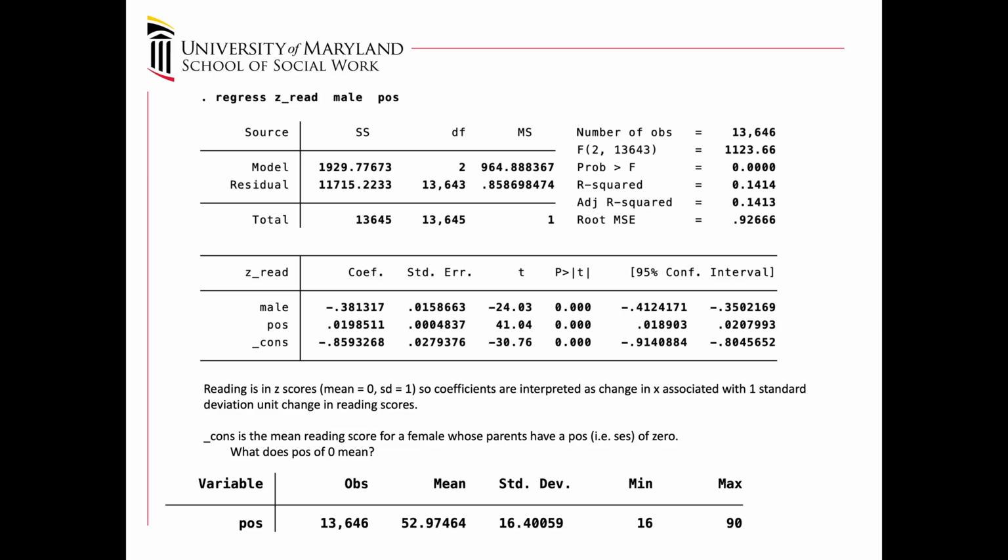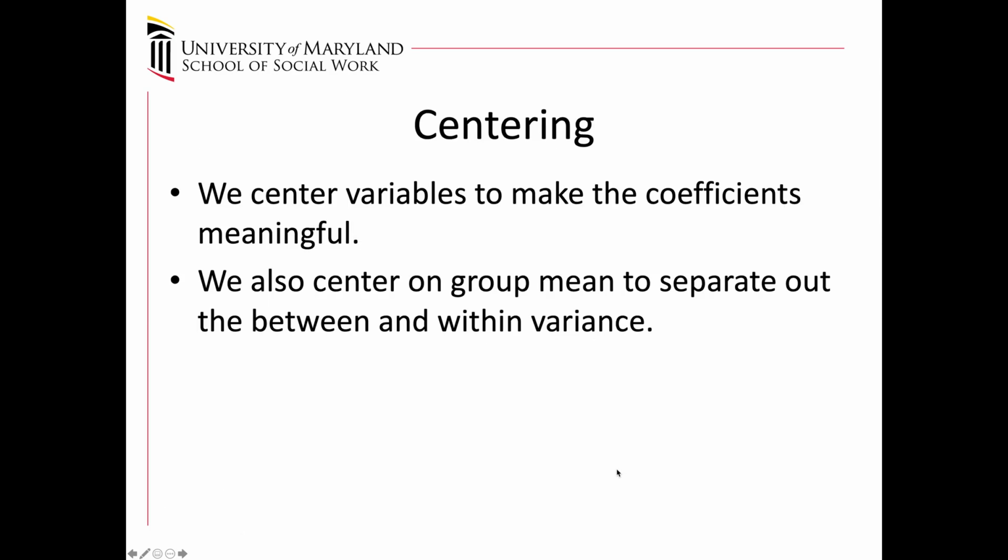So we're just going to take the average parent's occupational status as a 0, and so the standard deviation will stay the same at approximately 16, but the min and the max and the mean will change. The mean will be fixed at 0, and then this will be negative to positive. So we center when we want to make these coefficients meaningful.